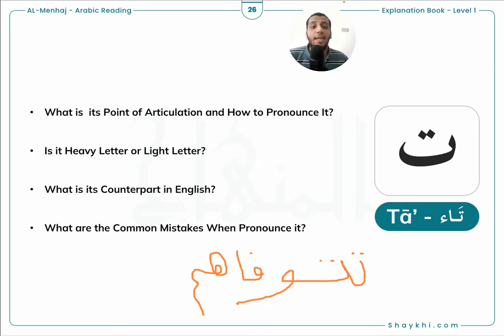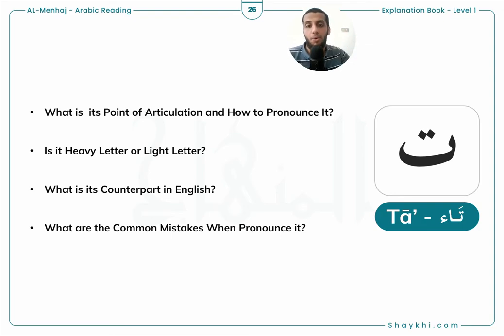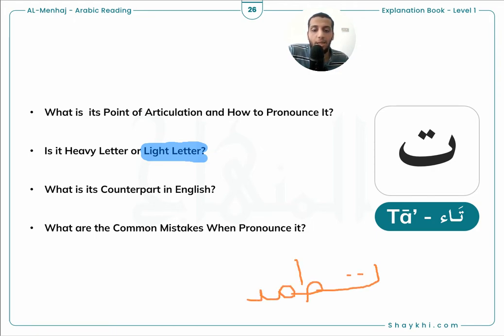Okay. The second common mistake is making letter T heavy. We said now that we will choose that for letter T. So letter T is a light letter. One of the common mistakes is making letter T a heavy letter. Let's take an example. So we will write down this word as an example: تطمئن. And this normally happens when the letter after T is a heavy letter. So we have here T, and after this T we have letter Ta.